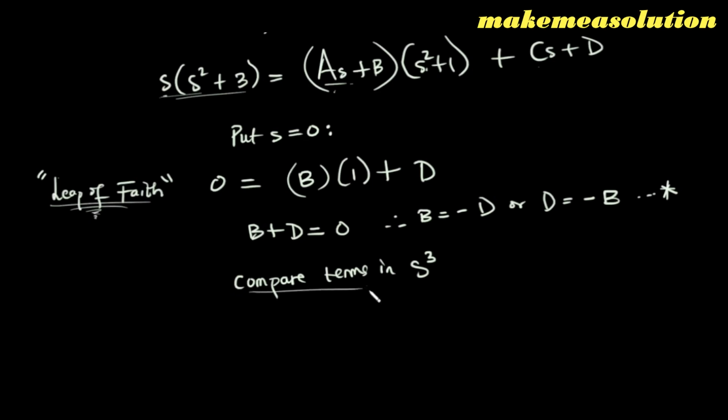Now we're going to compare terms in s cube. When I open this bracket, I'm going to get my first s cube, and it's going to have a coefficient of 1. If you look at it very carefully, 1 is equal to, now when I open this bracket, the only contribution of s cube is going to have the coefficient a, so nothing else, therefore a is equal to 1. So that was quite fast and easy. So we've compared terms in s cube.